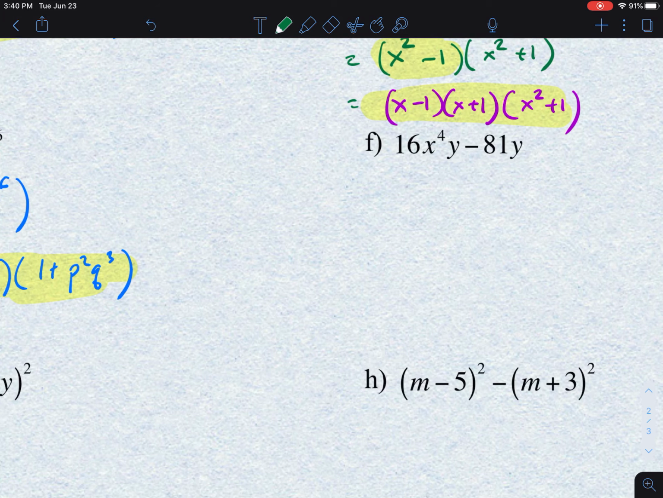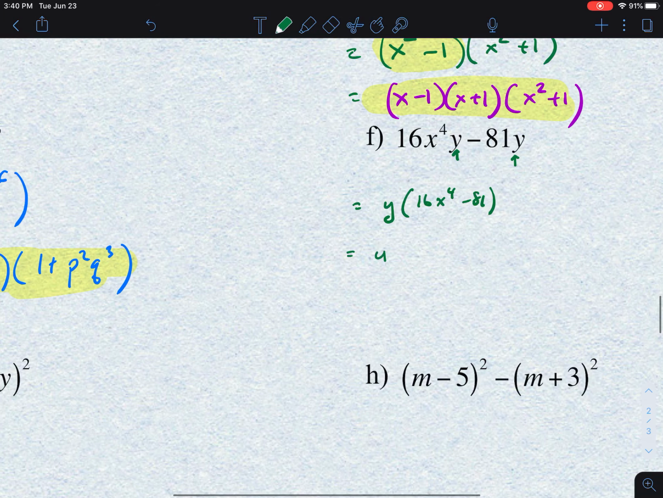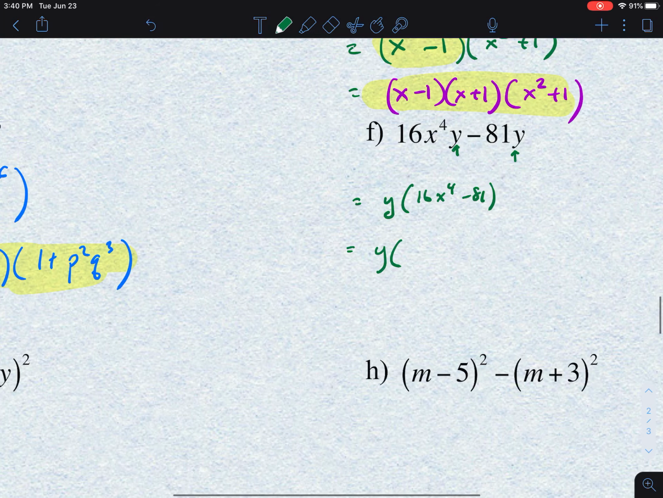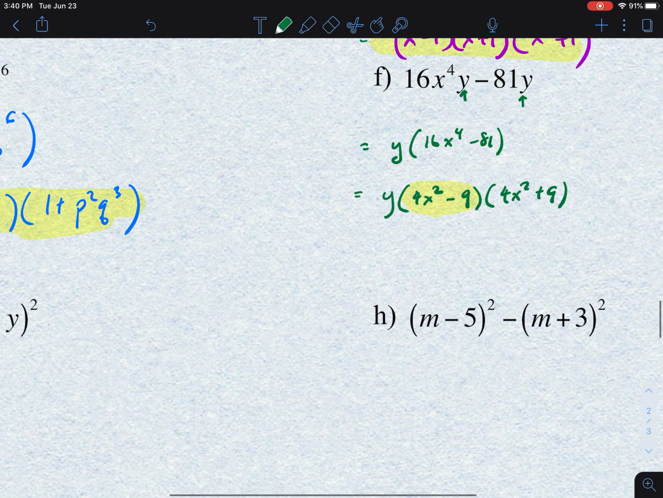In this problem here, I think the GCF is y that you want to take out first. So y comes out, 16x to the 4 minus 81. And then from there, we can see that this is 4x squared minus 9, and then 4x squared plus 9. But this is a difference of squares. So that becomes y times 2x minus 3 and then 2x plus 3, which are the two factors of 4x squared minus 9 there.